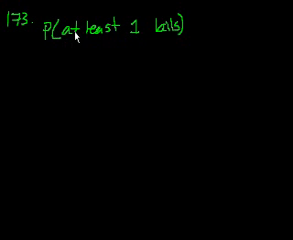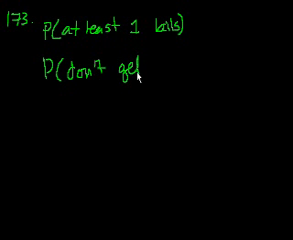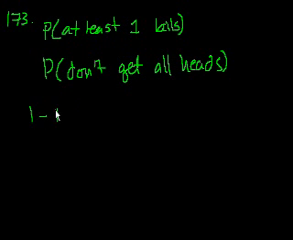But let's think about the opposite circumstance. This is equivalent to saying, what is the probability that I don't get all heads? Right? These are equivalent things. At least 1 tails means that I don't get all heads. And what is the probability that I don't get all heads? Well, that's 1 minus the probability that I get all heads.